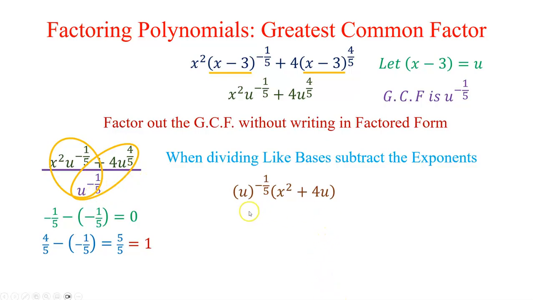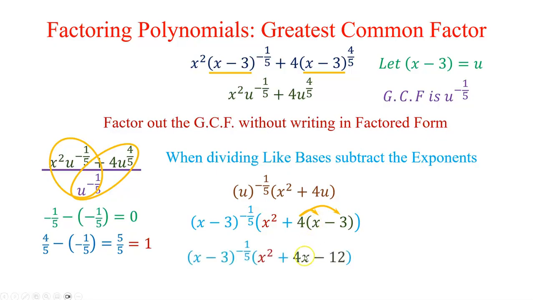We've simplified, so now it's time to just substitute wherever we see a u. We'll put back the x minus 3. And in the second version of it, we can see that we'll distribute again. 4 times x, 4x, 4 times the 3, the 12. So hopefully this gives you a better understanding of how to find the GCF, or at least factoring using GCF, for much more complex problems, and especially problems that have a fractional exponent.